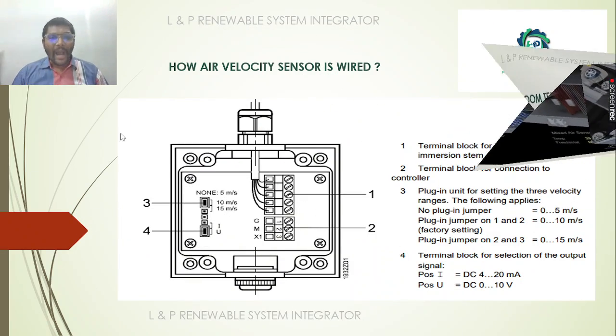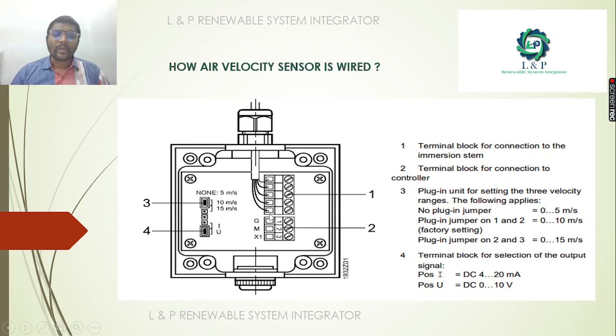So this is the wiring diagram of the Siemens air velocity sensor. See here, you have the terminals. To these terminals, we will connect the wires coming from the field side immersion stem, which is installed inside the duct. And these are the terminals which we are going to connect with our controllers.